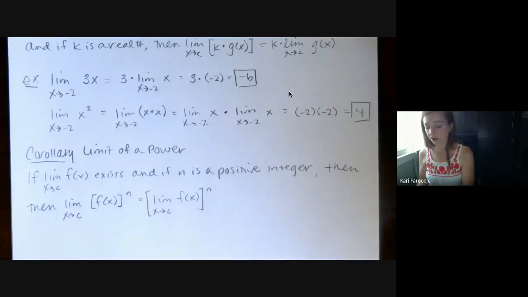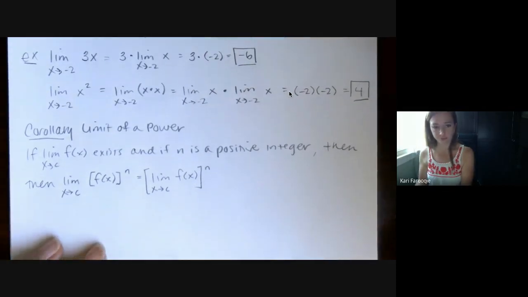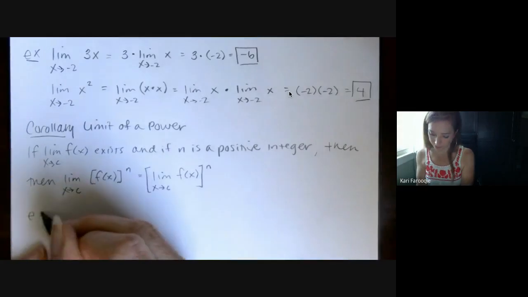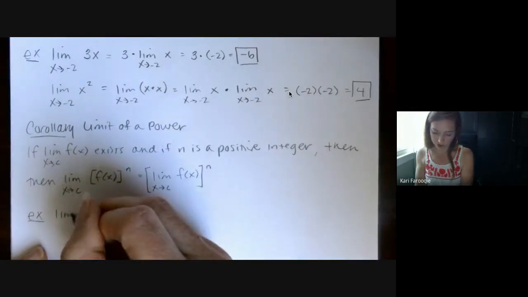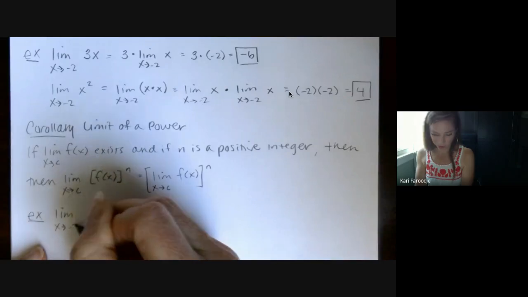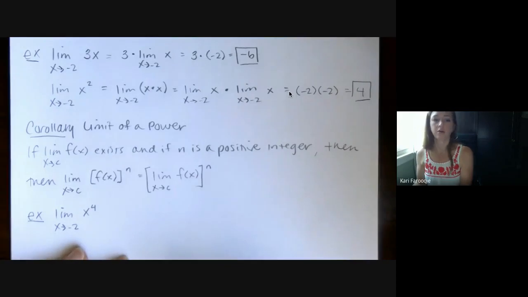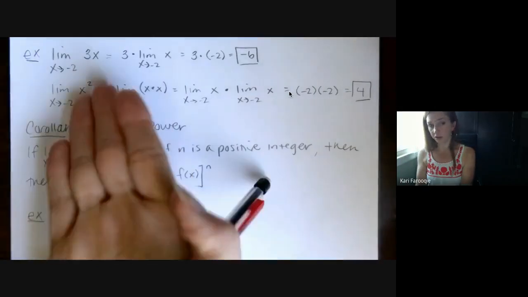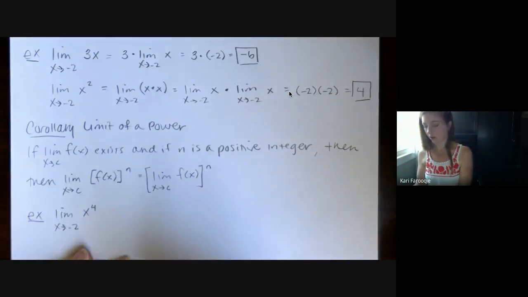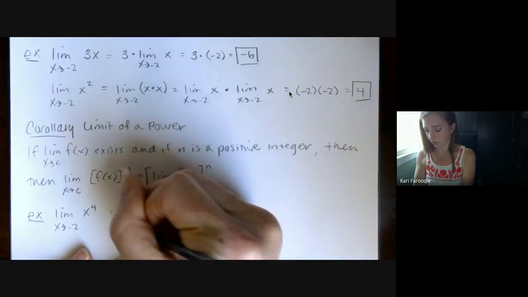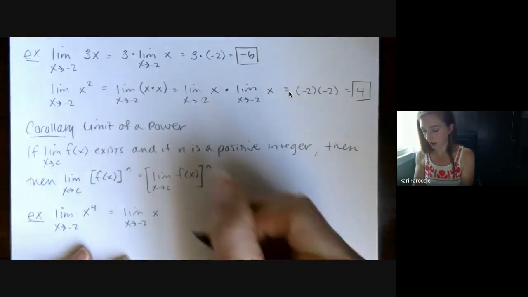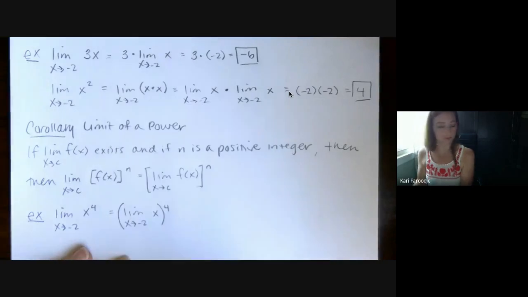Now, technically, I could redo this example using the limit of a power, but I'll give you another one so that you can see how it works a little bit differently. Change it up a little bit. So this would be for something like the limit as x approaches -2 of maybe x to the 4th. Instead of actually trying to multiply that out 4 times, using our previous theorem, you could just take the limit as x approaches -2 of x and take the whole limit to the 4th power.